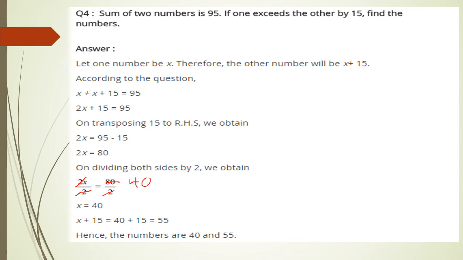1x plus 1x, 2x plus 15 equals 95. 2x equals 95 minus 15. If we transpose this plus 15 to this side, it becomes minus 15. 2x equals 95 minus 15, which is 80. Dividing both sides by 2, the 2s get canceled. 2 ones are 2, 2 forties are 80. So x equals 40. x plus 15 equals 40 plus 15, which is 55. Hence the numbers are 40 and 55. I hope you understood this problem, children. Let us move on to the next question.